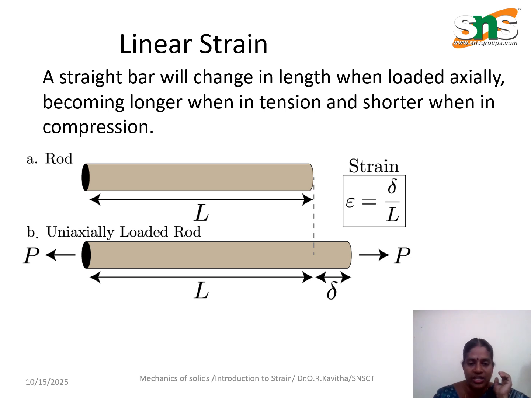So what is the meaning of linear strain? You can see this is a rod which is subjected to a tensile force. Equal and opposite tensile forces are applied, then there will be an increase in the length. Here this is a rod before application of the load, and once the load is applied, you can see this is the increase in length. That increase in length we denote by del, and the original length we denote by L. So this ratio will give the linear strain.